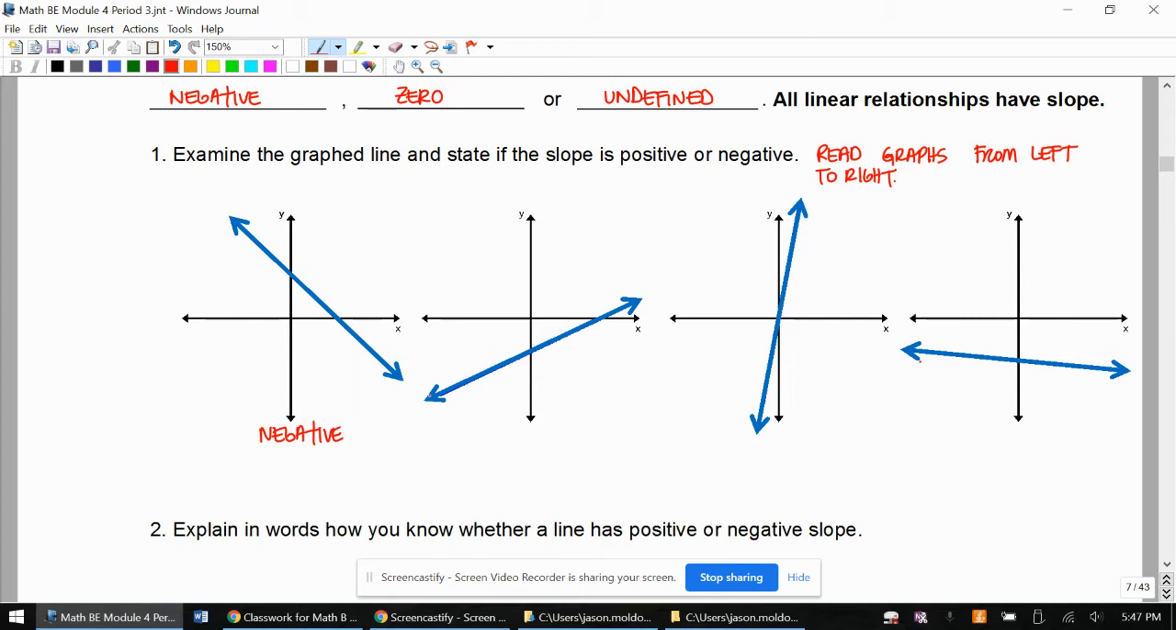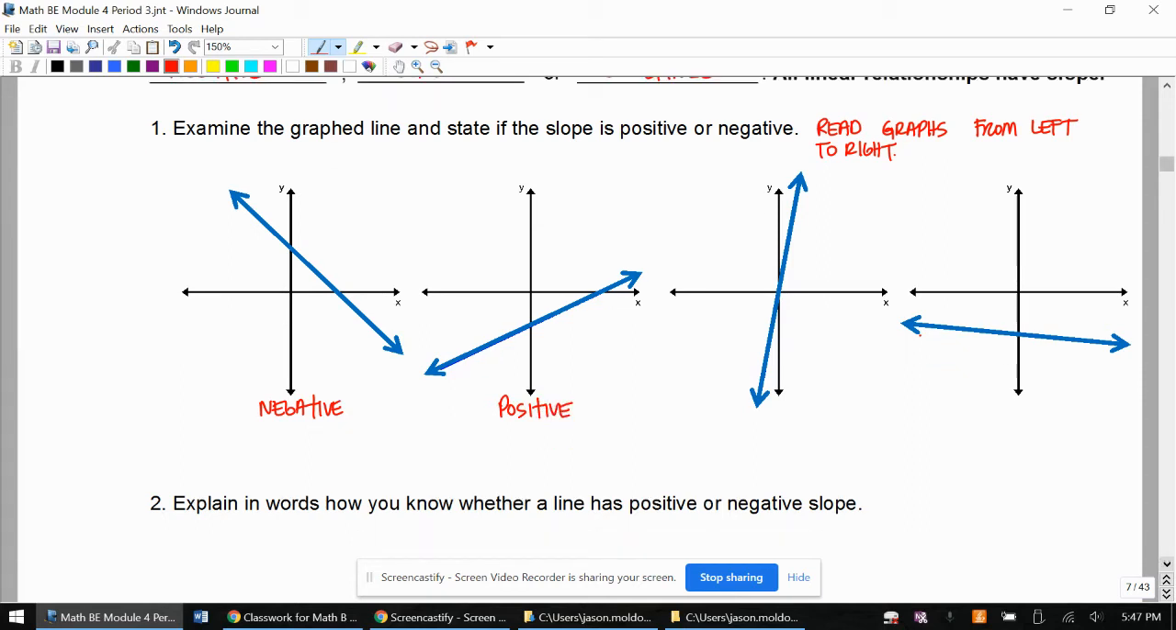As we read this graph from left to right, it goes up, and we consider this a positive slope. The third graph, as we read it from left to right, is quite steep, and it goes up and it has positive slope. And the last one, go ahead and try to make a prediction. From left to right, it goes down, and if you said negative, you're correct. It has negative slope.